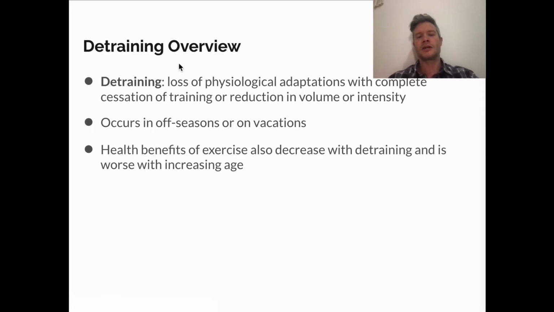So what it is, is this loss of physiological adaptations to exercise that we've built up through our training. And then once we stop or reduce our volume, we get a little bit of what's called detraining. Now, this typically occurs in off seasons or when people go on vacation, but can occur during what's called tapering or decreasing our workload as well. Now, depending on the system that we're talking about, these will occur at different rates, but generally our health benefits of exercise will decrease with time. So the longer that you go without exercising or training, you lose any benefit that you had from previously exercising.